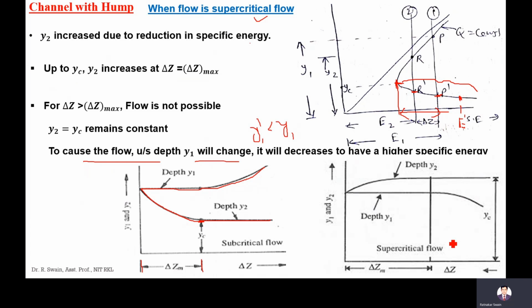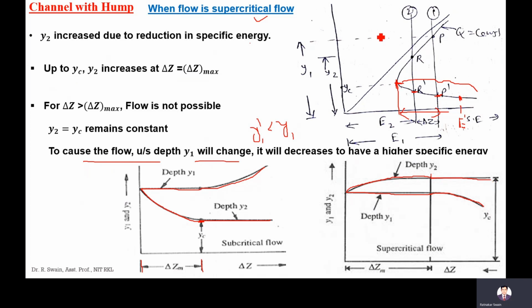So in supercritical flow, this is the depth Y1. Y1 will remain same. Depth at section 2 will increase up to this critical flow depth, up to this delta Z maximum. After that, what will happen? Flow is not possible if you increase beyond this delta Z maximum. You have to decrease this Y1, then only flow is possible. But depth at section 2 will remain at critical depth.